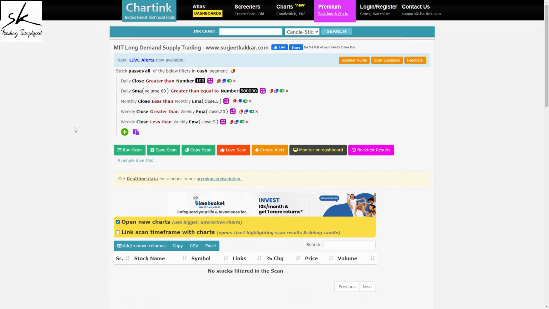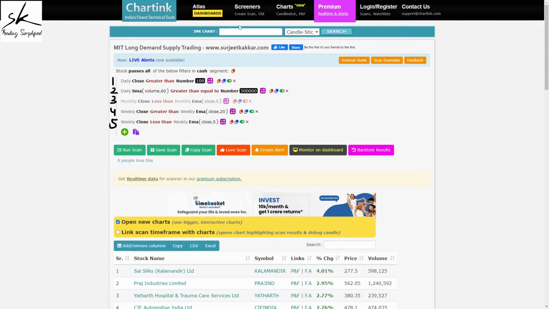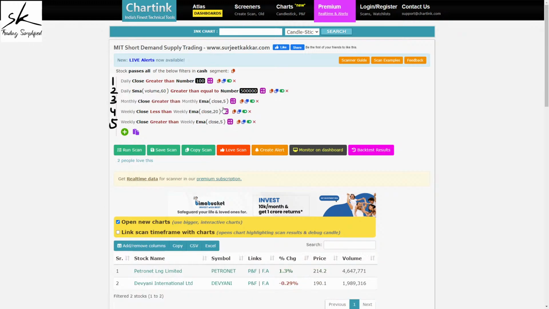Let me do that. Yeah, so here you can see maybe no results are getting generated, or maybe the list is very small. If you get a very small list, or maybe you don't get any results and you want to make this list a little bigger, then what you can do is, you can see that in this scanner we have about 5 different conditions. Out of these 5 conditions, you will disable the third one and you will run the scan again. I'll do exactly the same thing for the short scan. I'll disable this one and I'll run the scan again.